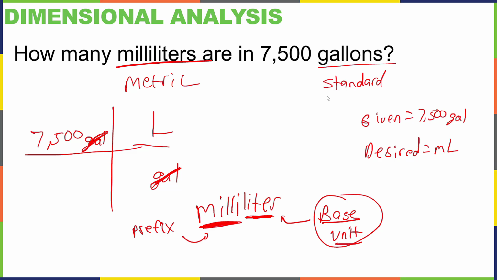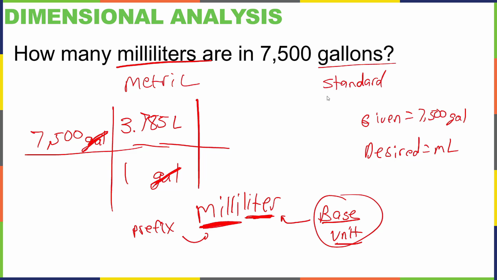But what we have to do now, and to be honest with you, I had to Google this, there are 3.785 liters in 1 gallon. So 1 gallon is 3.785 liters.